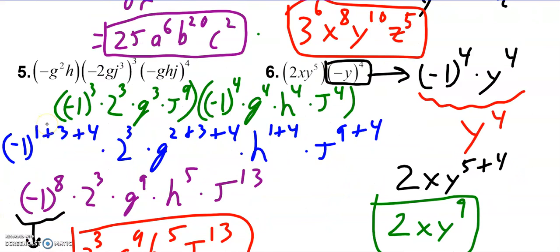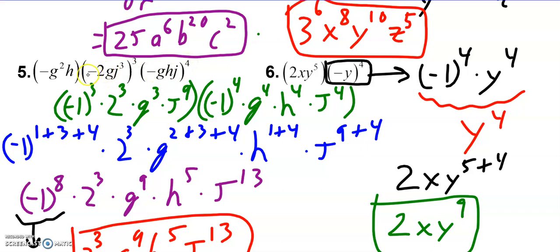5 and 6. So now again, we have a lot going on. We also have some negatives showing up, and this is where we really need to understand what happens when we raise a negative to an exponent. So what I'm doing is thinking of, in this case, negative g squared h as just a negative 1 times g squared times h. Here I have a negative 1 times 2 times g times j to the third, all raised to the third. And here I have a negative 1 times g times h times j, all raised to the fourth.